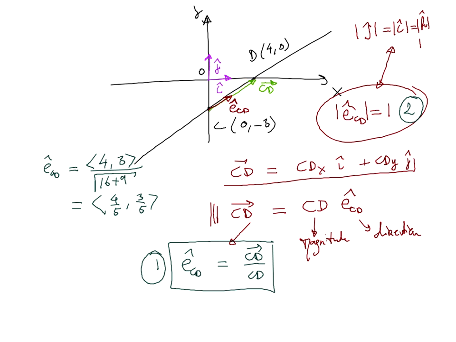And you can always double check this. If you calculate the magnitude of ECD, you end up taking 4/5 squared plus 3/5 squared, and you take the square root. This will give you 1, because you're going to get 16 plus 9 divided by 25, and that's 1. So the square root of 1 will still give you 1. So it's a beauty. Everything is nicely consistent. So those are unit vectors.